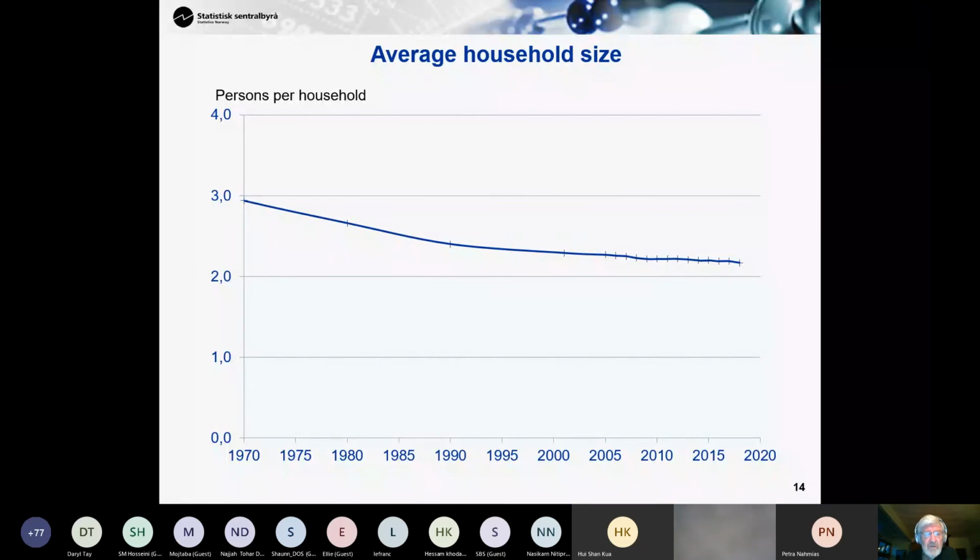The average household size is also produced from the statistics on data of place of address, and we see it has declined from about 3 to a little more than 2 in this 50-year period.